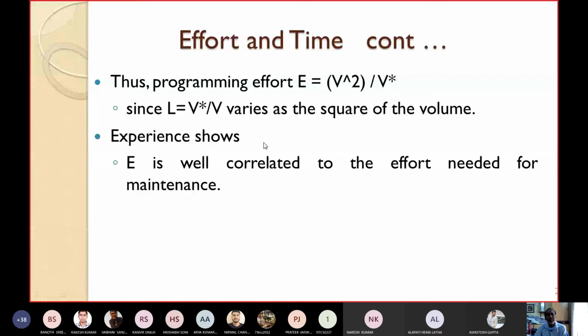Experience from various research studies and previous experiments shows that E is well correlated to the effort needed for maintenance. So this E is very much correlated to the effort that will be required for maintenance. So this is how you can compute the programming effort.